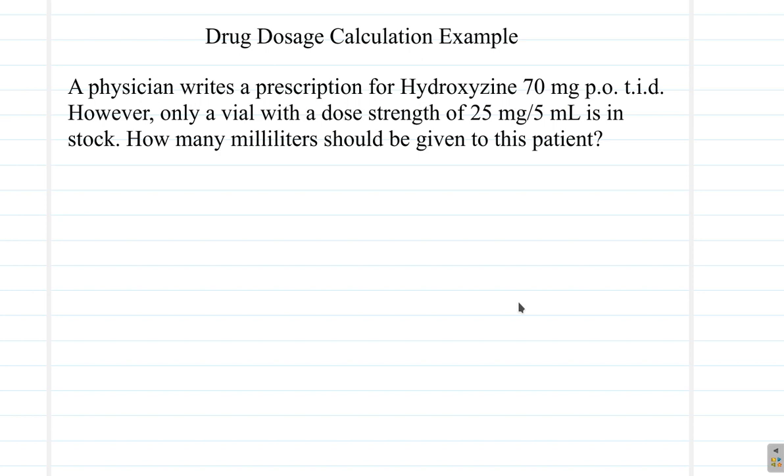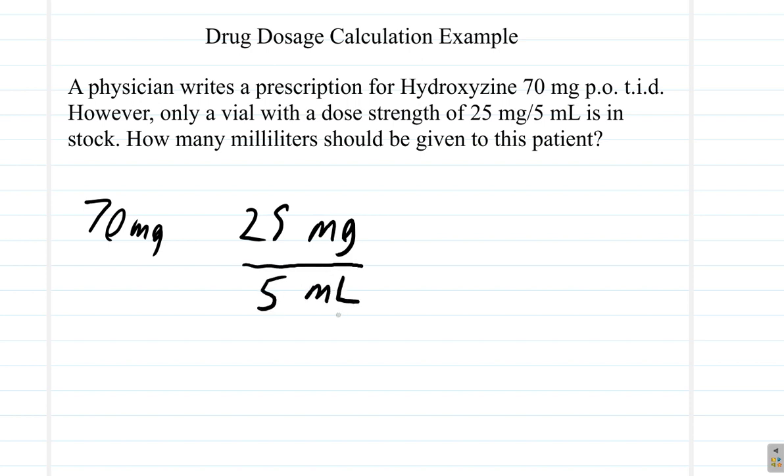Alright, you're finished. Let's look at it, reason it out, and see how it goes. Now, you want your answer to be in milliliters. If you use dimensional analysis, you have 70 milligrams. You also have 25 milligrams per 5 milliliters. I'm going to write it this way, divided by 5 milliliters.